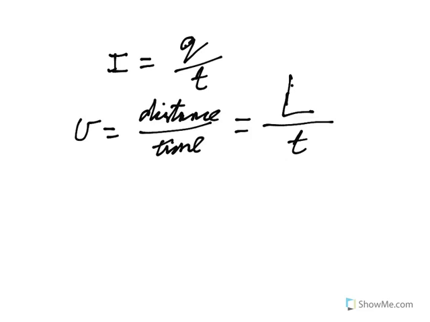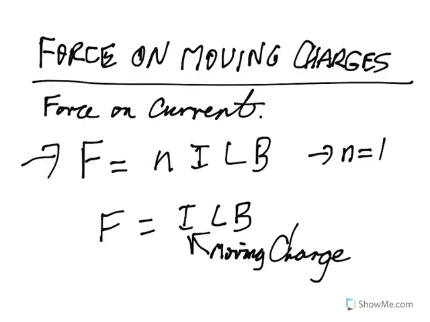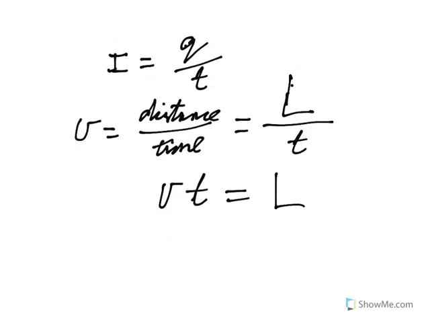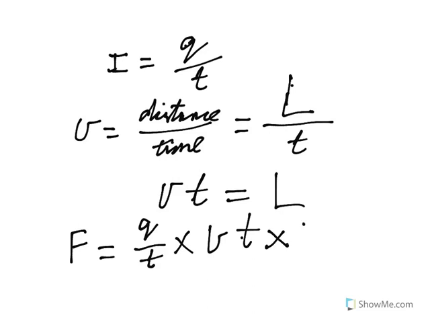So if we do a bit of rearranging here, times both sides by T, you then get that VT equals the length of the field. So when we go back to this here, we can replace that and we can replace that. So when we go ahead and do that, we get that the force is the current, which is Q over T, times the length, which is VT, times the field.